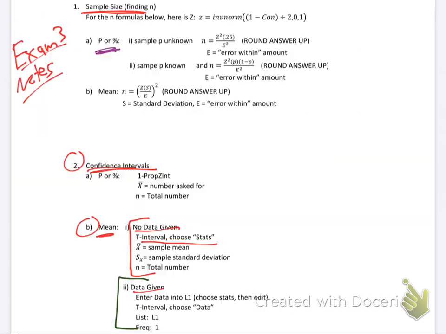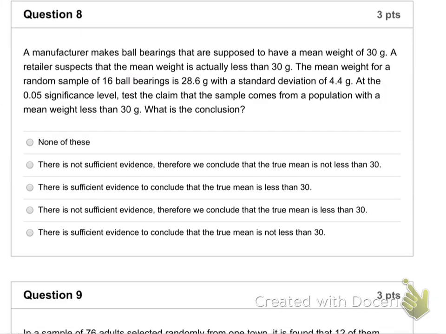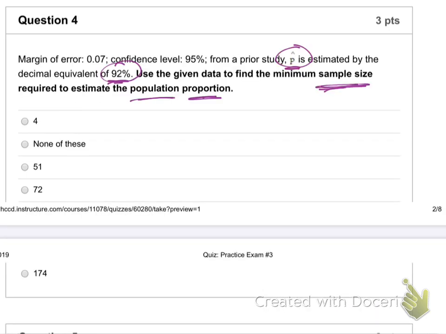So definitely proportion. So there's 2 kinds though, aren't there? There's unknown and known. Do we know anything about any p-value on this one? Yes. Yes, we do. Let's go back. Right here. P is estimated by the equivalent 92%. So they're telling me p hat is 0.92, aren't they? So this is the known. We know something. We have an estimate for what the proportion might be. It might be close to 92%.